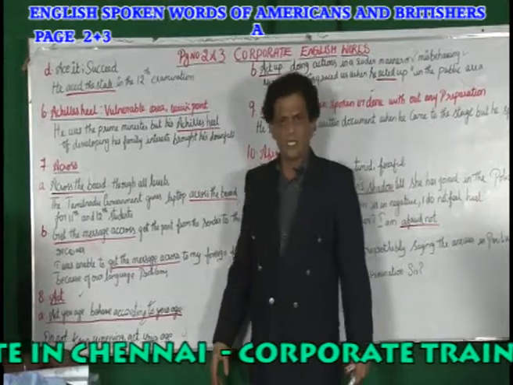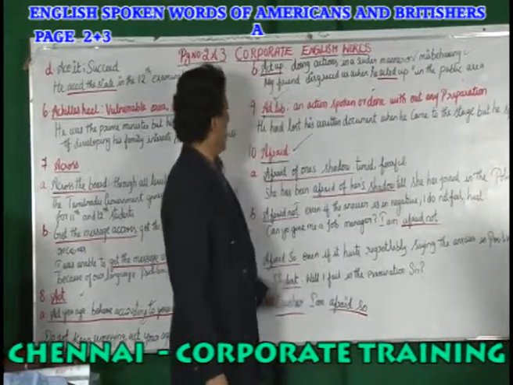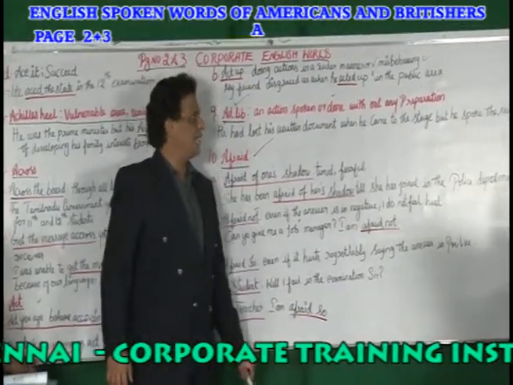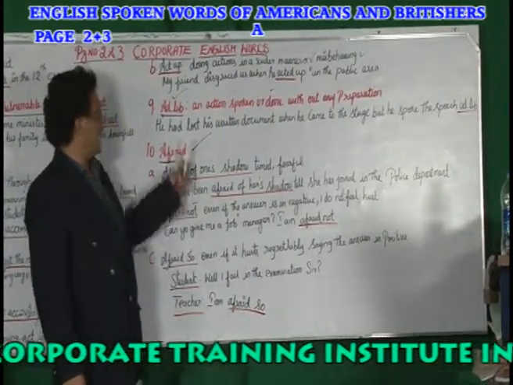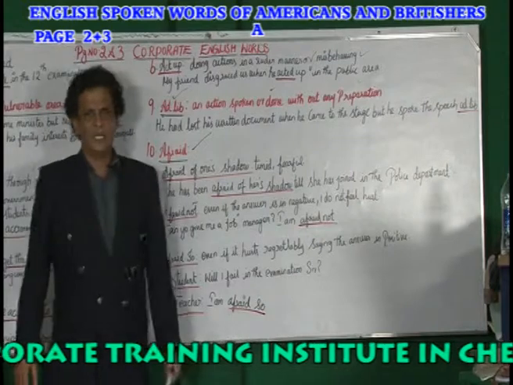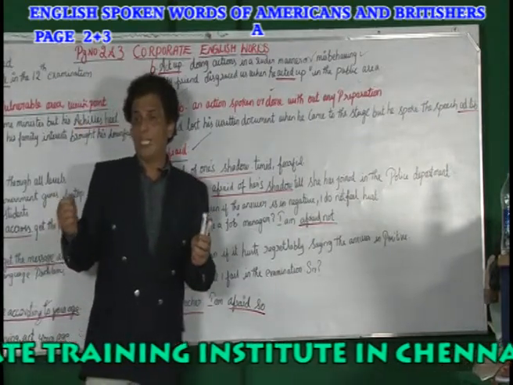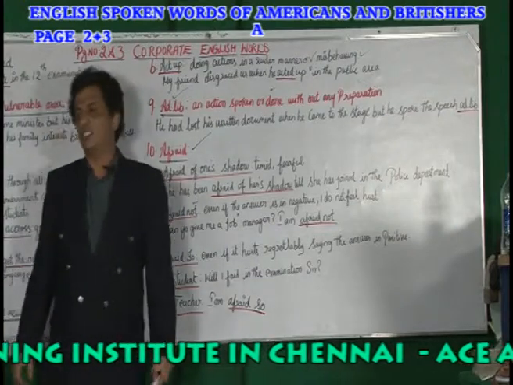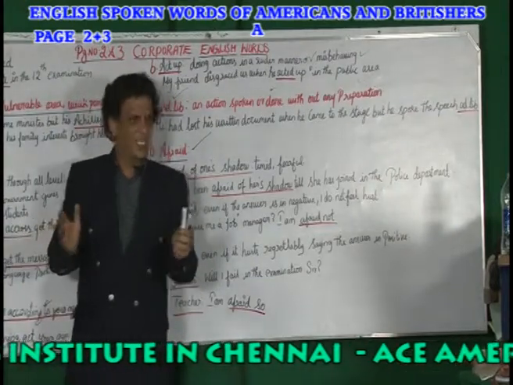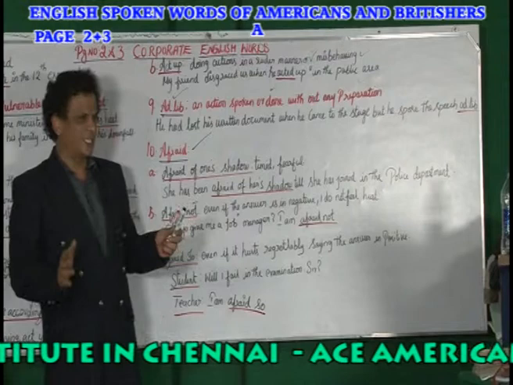Act your age means what? Act according to your age. And act up means what? Doing actions in a rude manner or misbehaving in public. Ad lib means what? Any action which is done without any preparation. Afraid of one's shadow means what? A person is very timid, he is a fearful person.